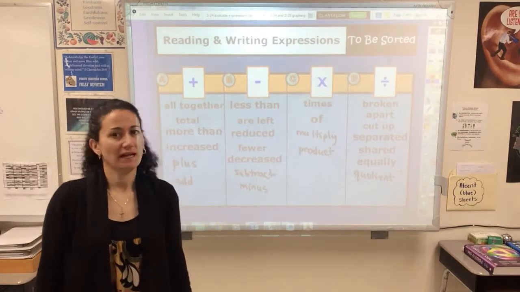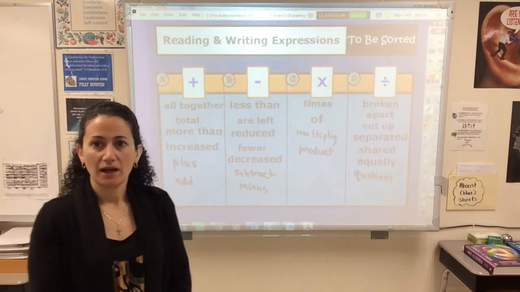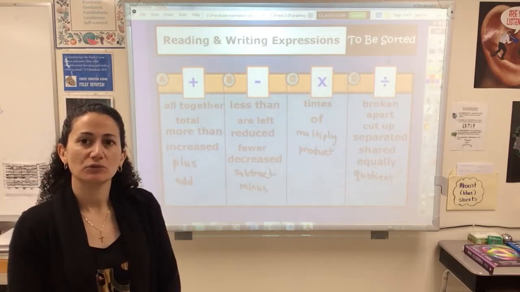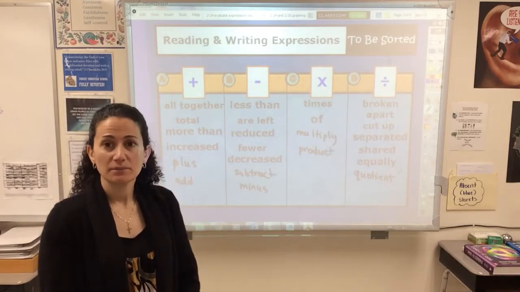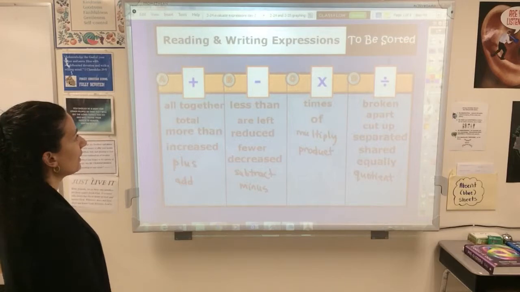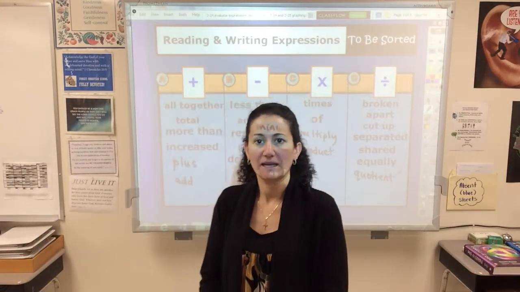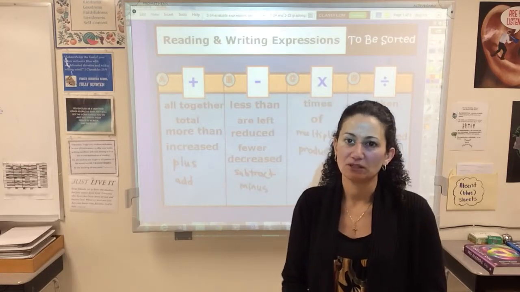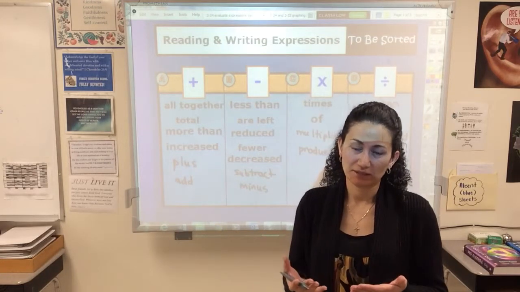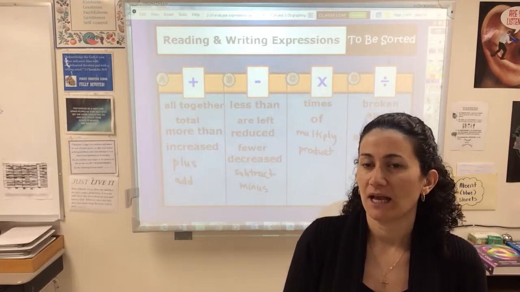So today we're going to learn how to read and write expressions. Specifically, I want you to learn how to write an expression to match a set of words. So if I were to give you a group of words, could you translate that into a mathematical expression that has only numbers and symbols? I want you to start by copying some notes.